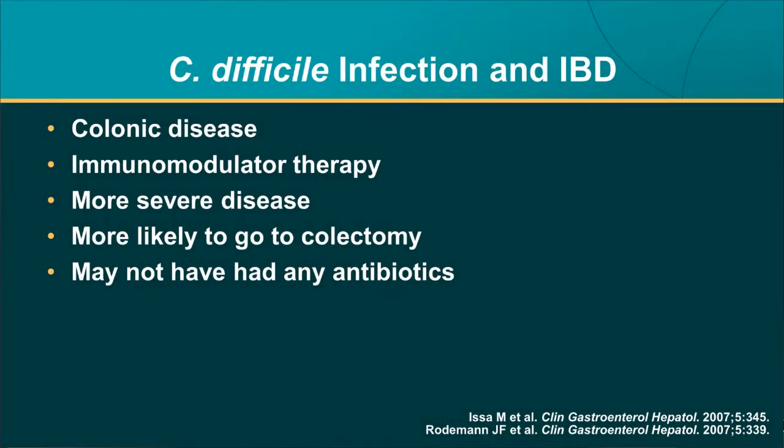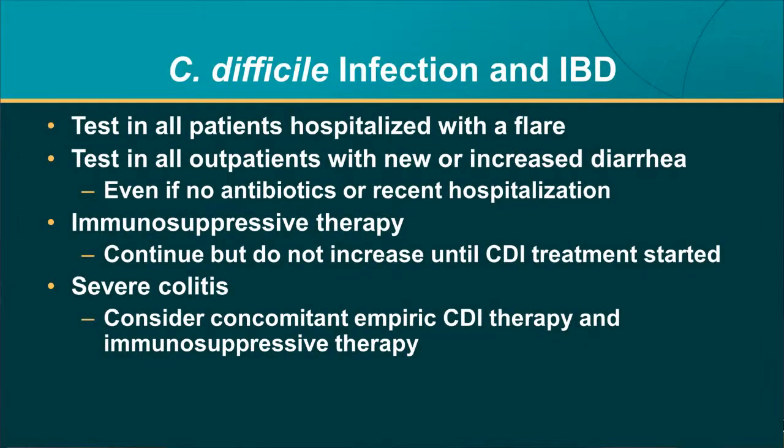So the risk factors in the IBD patients for C. difficile are having colonic disease, being on immunomodulator therapy, and having more severe disease, and these patients, when they get C. diff, are more likely to go to colectomy. And remember, they may not have had any antibiotics whatsoever, so it's very important to have a very high index of suspicion for C. diff and order that test. So you want to test for C. diff in anybody in the hospital with a flare, or any outpatient who has a flare or an increase in diarrhea, or they're not responding to your therapy.